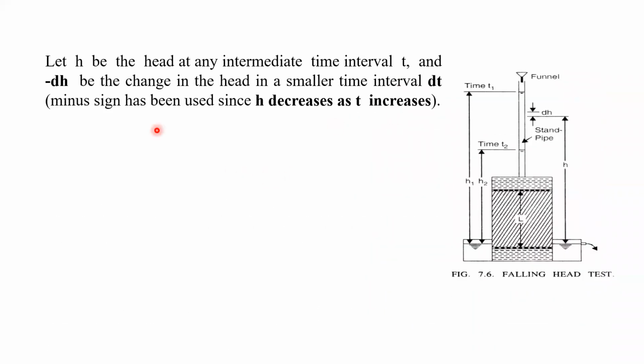Next we shall see. Let h be the head at any intermediate time interval t. At any time, the head is h, and we take the height in the stand pipe as dh. We write a minus sign, minus dh, because the water level is moving in the downward direction. That is why the minus dh sign is written.